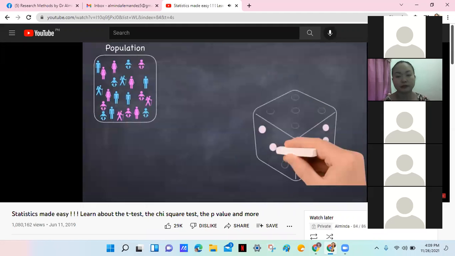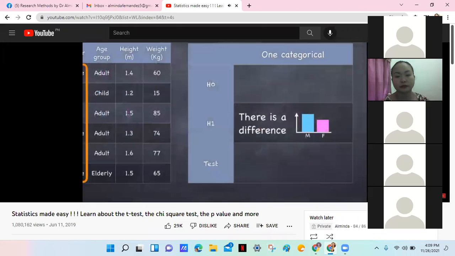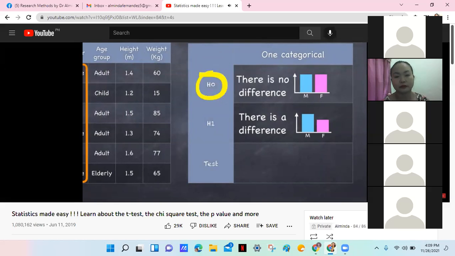We could have, by chance, selected a sample that just happened to show a difference. So let's consider the possibility that in actual fact, there is no difference in the number of men and women in the population. And we call that our null hypothesis. And if that were true, how likely would it be? What are the chances? What is the probability that we would see the difference that we have observed, or a greater difference for that matter?